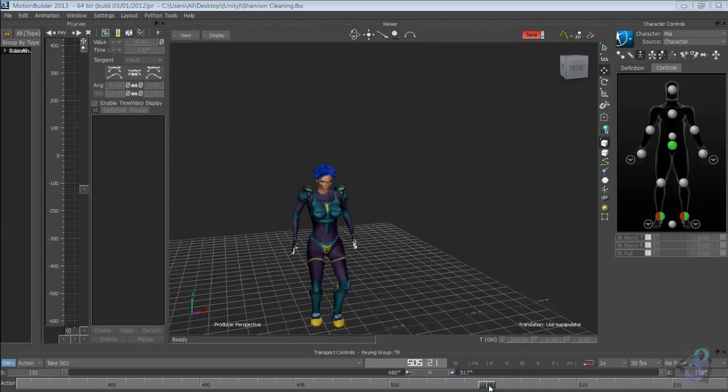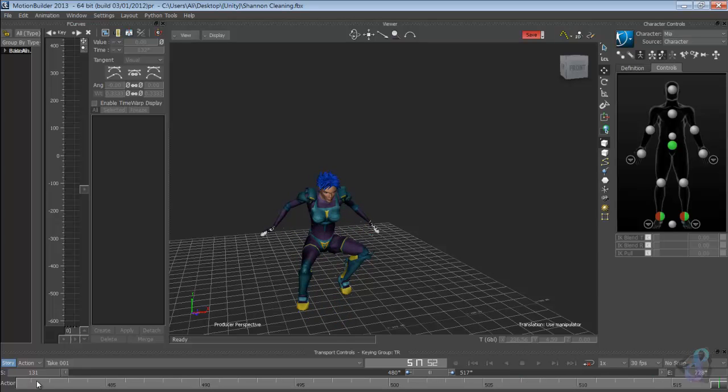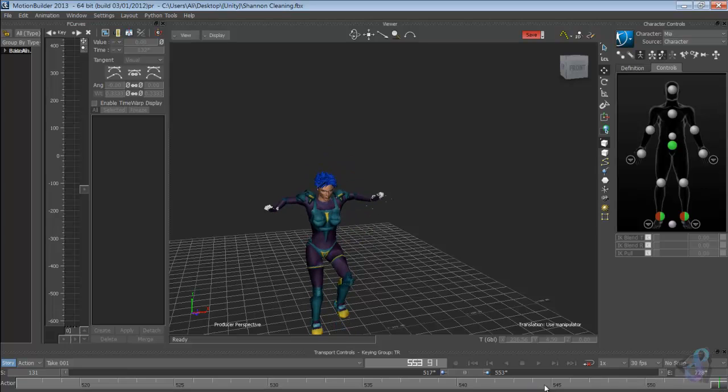Let's scrub and see what we have again. Come on, MotionBuilder, please. There we go, another jerk on her shoulder. On her wrist. The wrist again, hand again. Look at his hand. His hair. She has some things that make her a girl, you know?